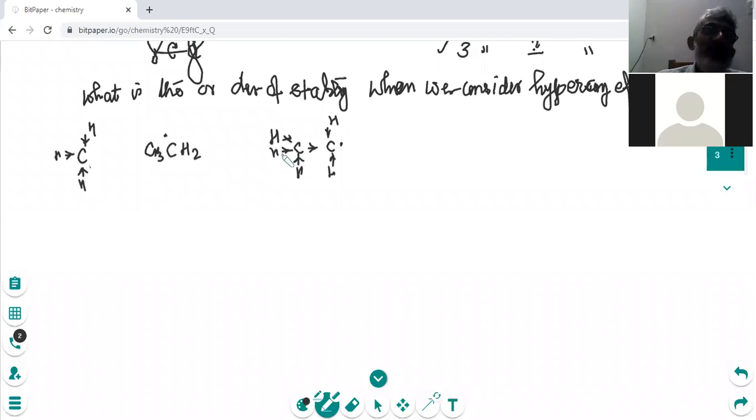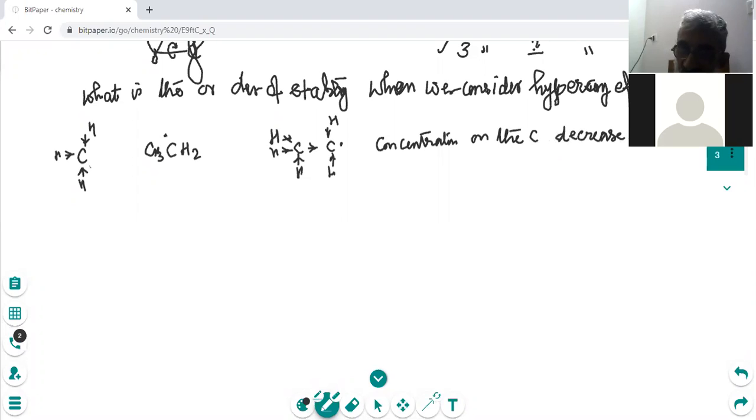Okay. Now as you increase the number of hydrogens and number of methyl groups, what happens? The electron density on this carbon increases. That means there is concentration of electrons on the carbon, and therefore, decrease of stability.